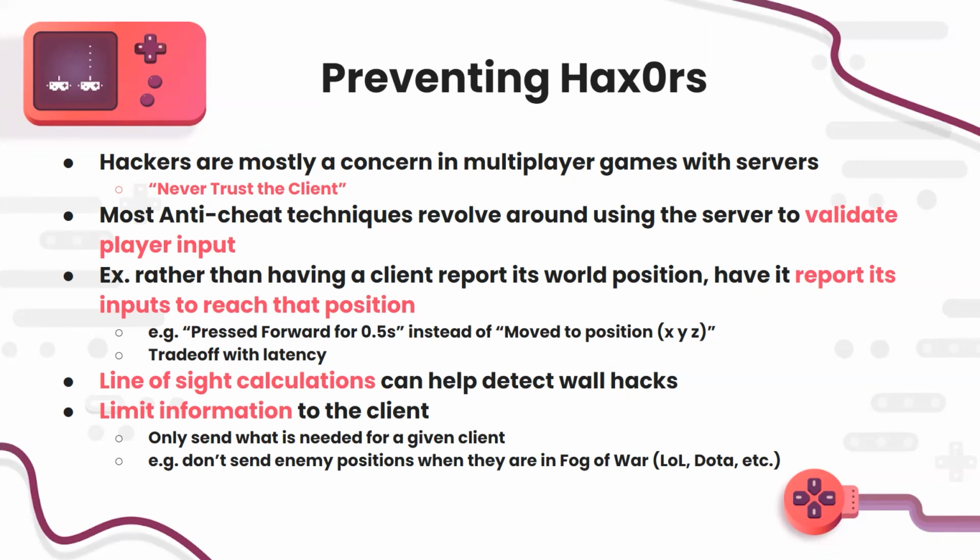The second thing we can do is fog of war, limiting the information that's actually sent to the client. An example would be in MOBAs like League of Legends or Dota. The game doesn't send the positions of all the enemies until you can see them in game. The general rule of thumb is if you can't see them, don't send the information to the client. If it's not in memory, then a hacker can't use it.